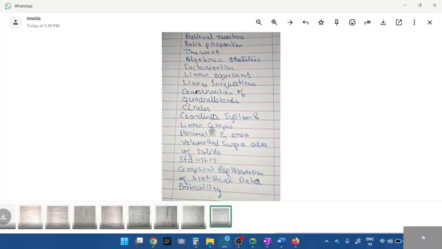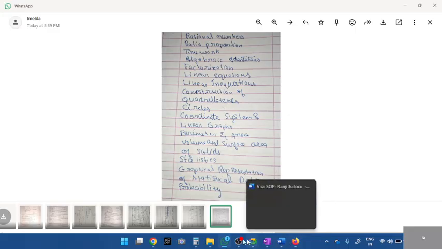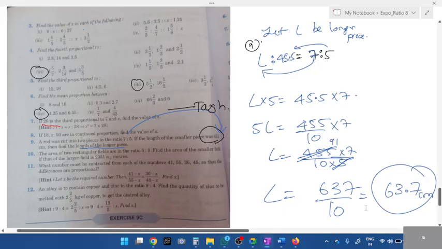Fine. Next, which chapter have they started? Can you tell me the chapter name, students? Time and work. Okay. Alia, can you send me the time and work pic later? Yes. Fine. Complete this, students. Whoever has done can leave. Is this the answer you got? 63.7.